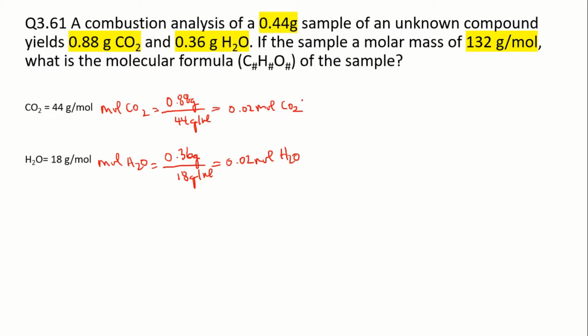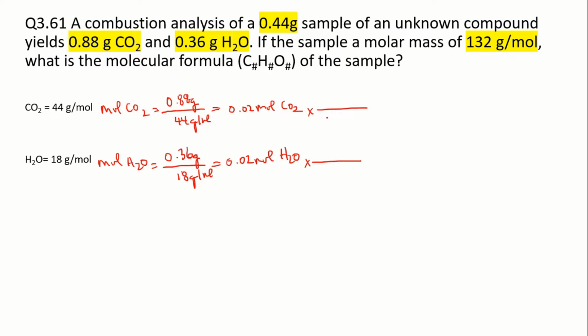So the first step, we need to find how many moles of CO2 and how many moles of water we have in the sample. Moles equals grams over the molar mass. CO2 is 44 grams per mole. Moles of water, 0.36 grams divided by the molar mass of water, 18 grams per mole. So we have 0.02 moles of CO2 and 0.02 moles of water.